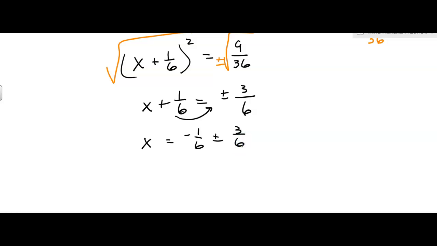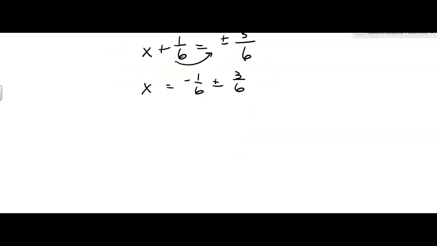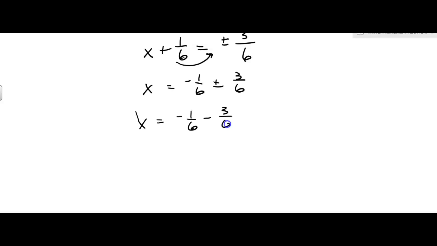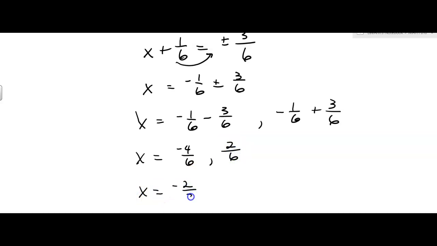Now here's the thing. You have to keep simplifying if you can. So I get negative 1 over 6 minus 3 over 6. And then I get negative 1 over 6 plus 3 over 6. Okay, so the first answer, I get negative 4 over 6. The second one, I'm going to get 2 over 6. I get negative 2/3 when I reduce it. And I get 1/3 for the other answer. So those are my two answers.